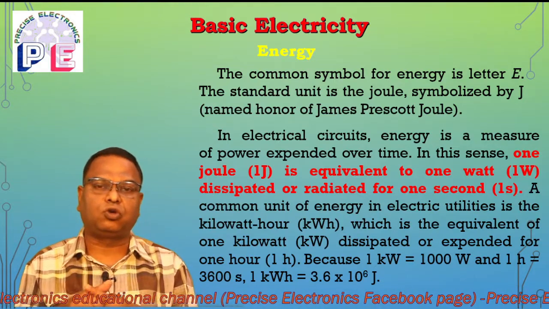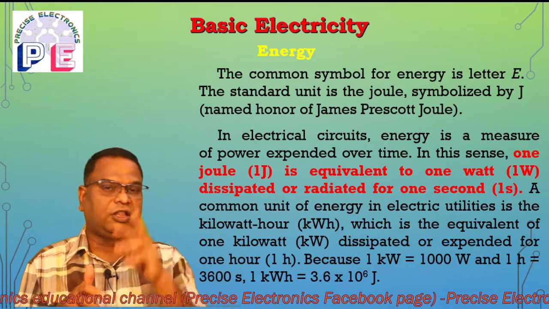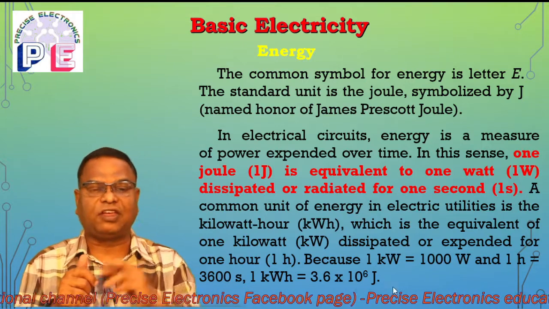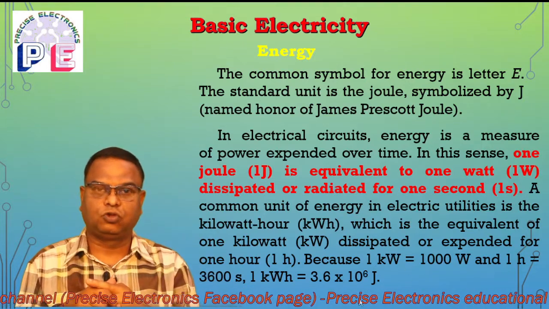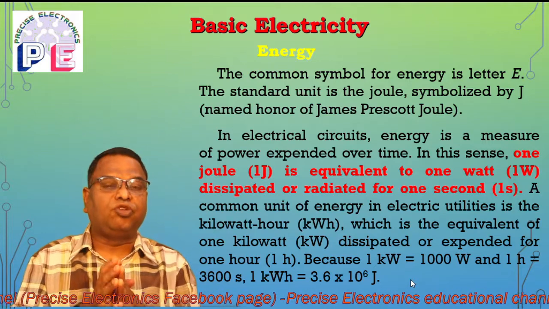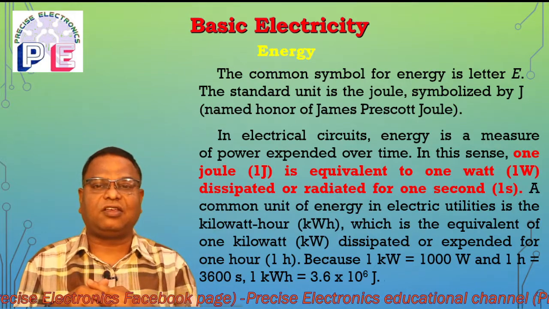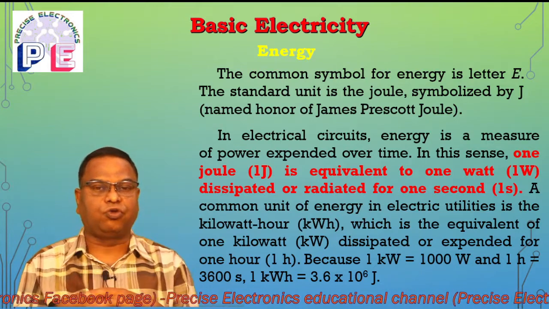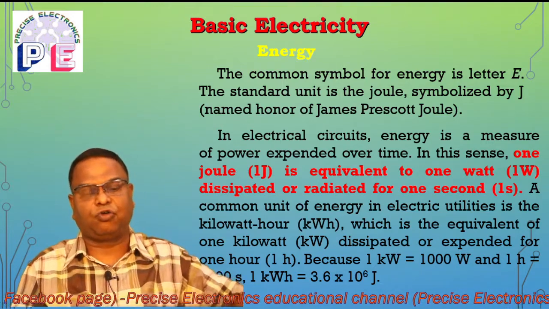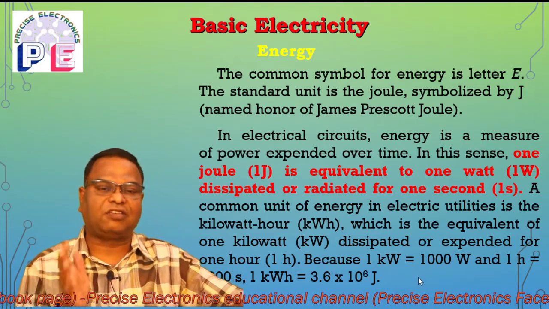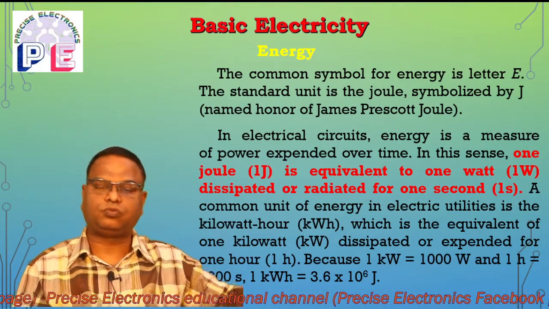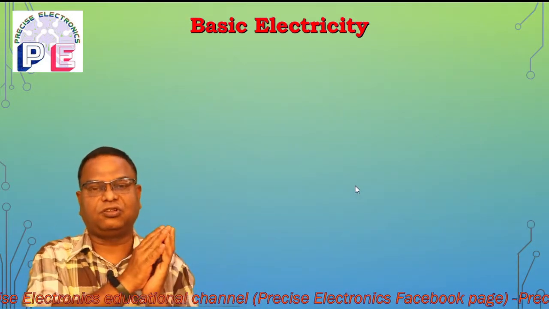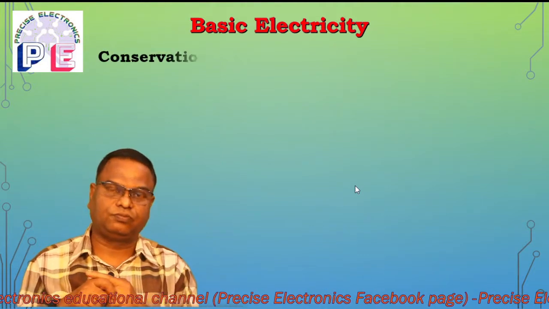So 1 hour is equal to 3600 seconds. Therefore, 1 kilowatt hour is equal to 3.6 into 10 raised to 6 joules. So the power consumed by our electric appliances is measured in kilowatt hours. How much power is used is given in kilowatt hours, where 1 kilowatt hour is equal to 3.6 into 10 raised to 6 joules. Now we are moving toward the main part of the energy, that is conservation of energy.